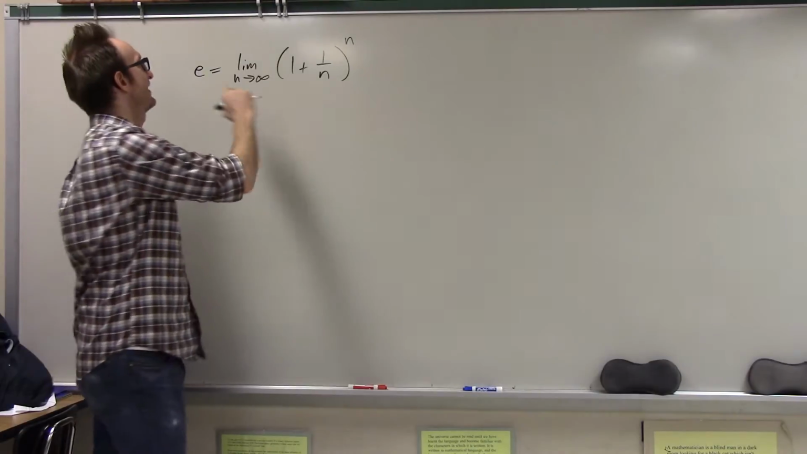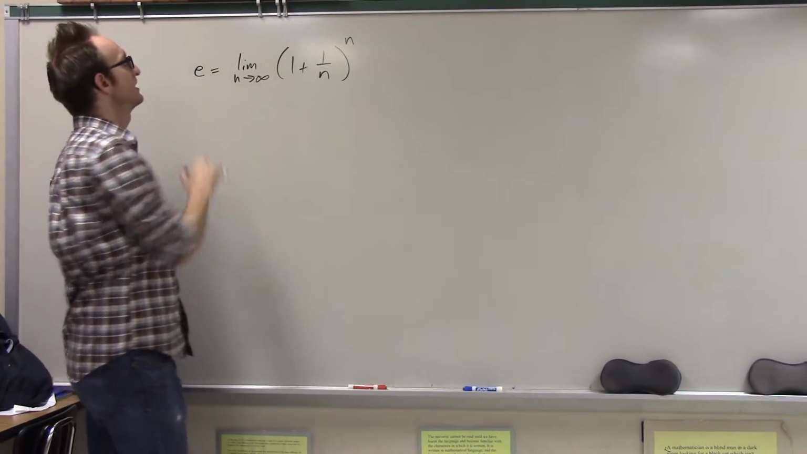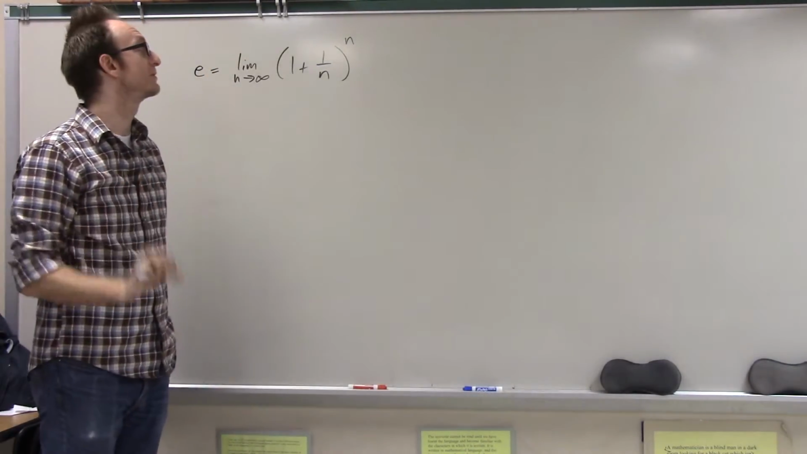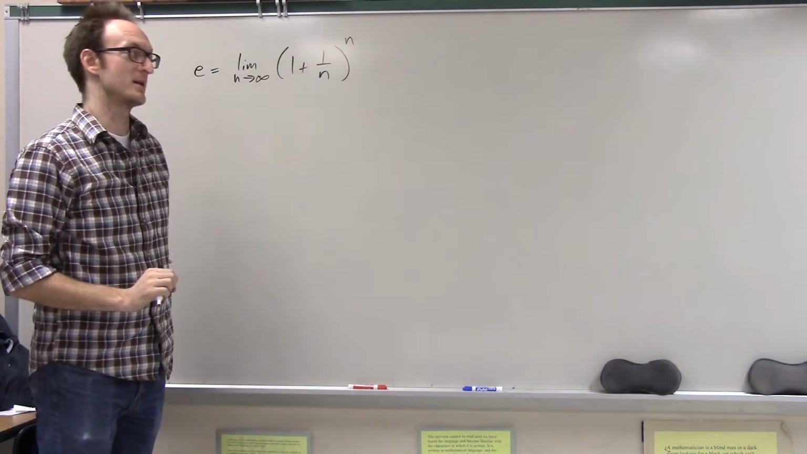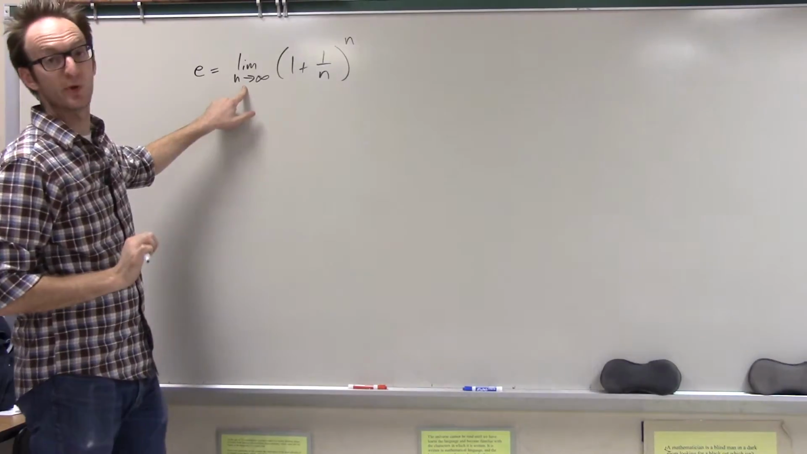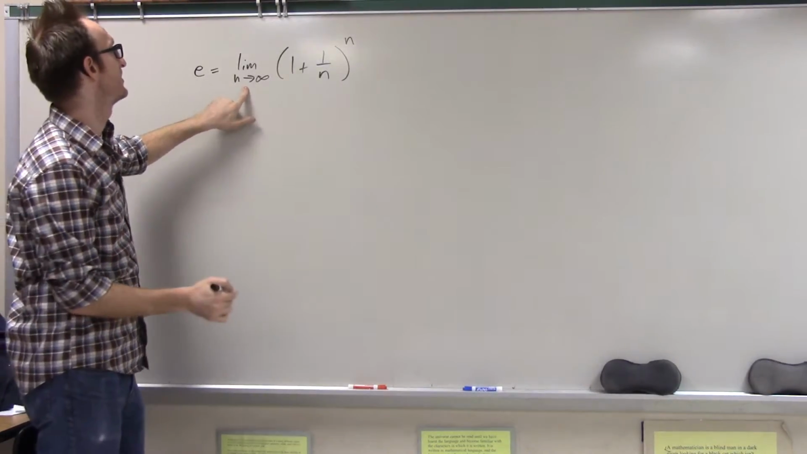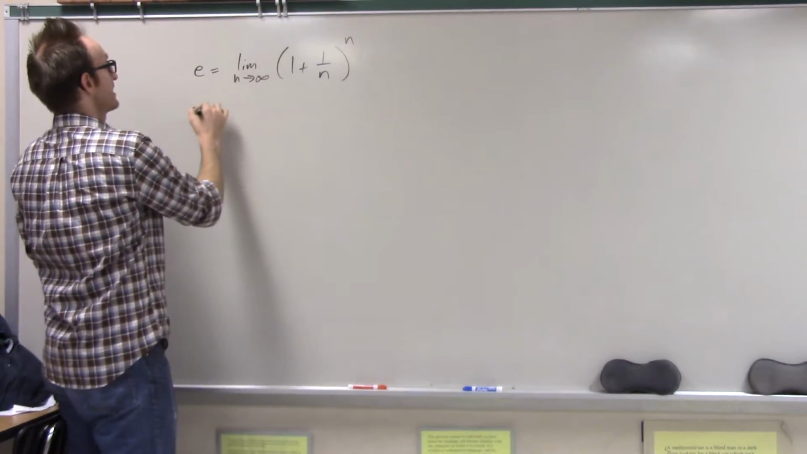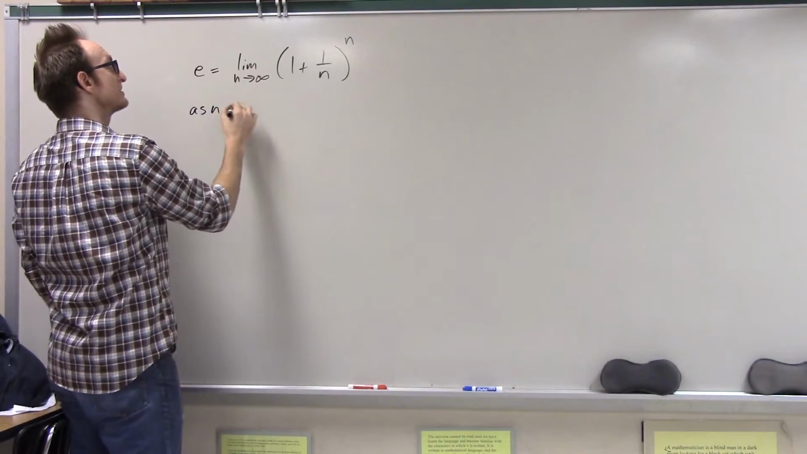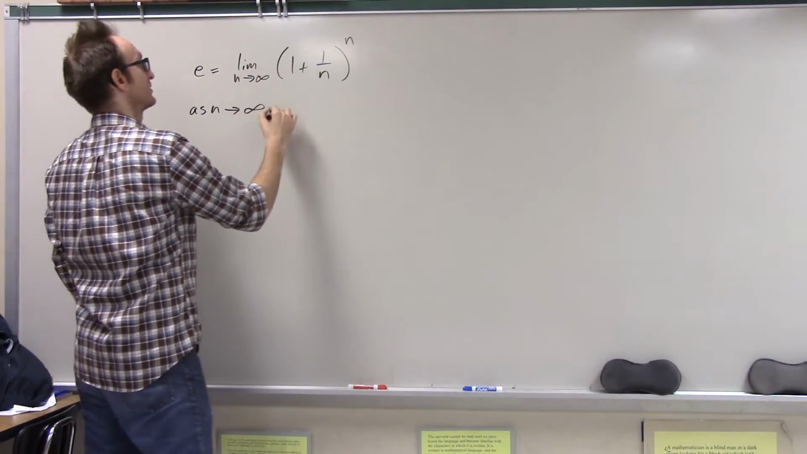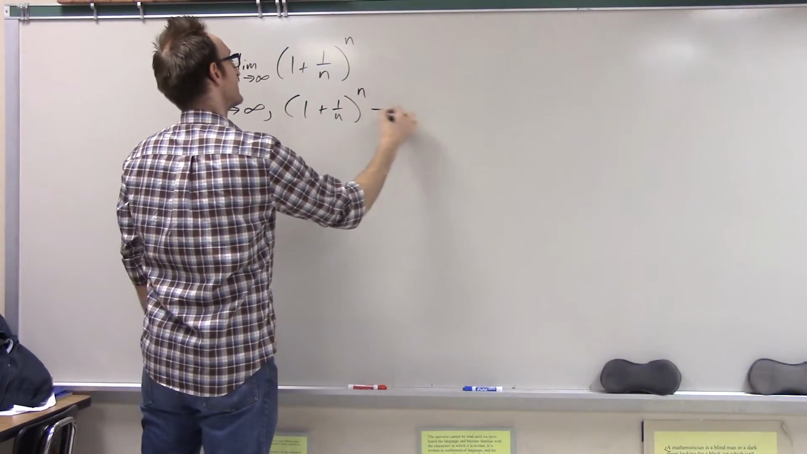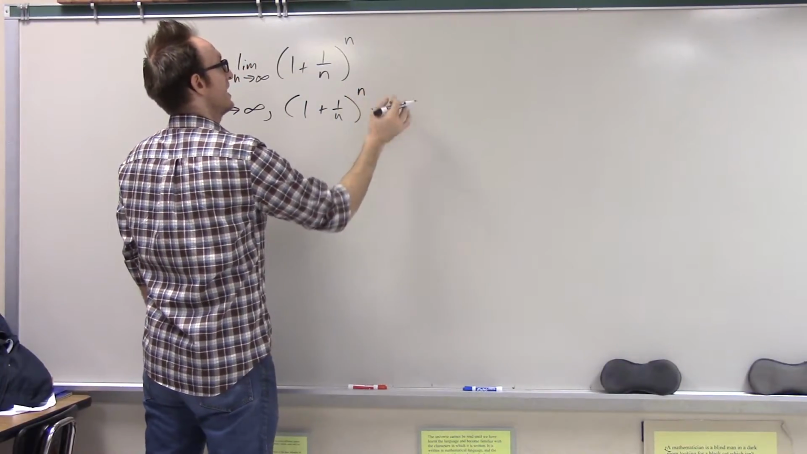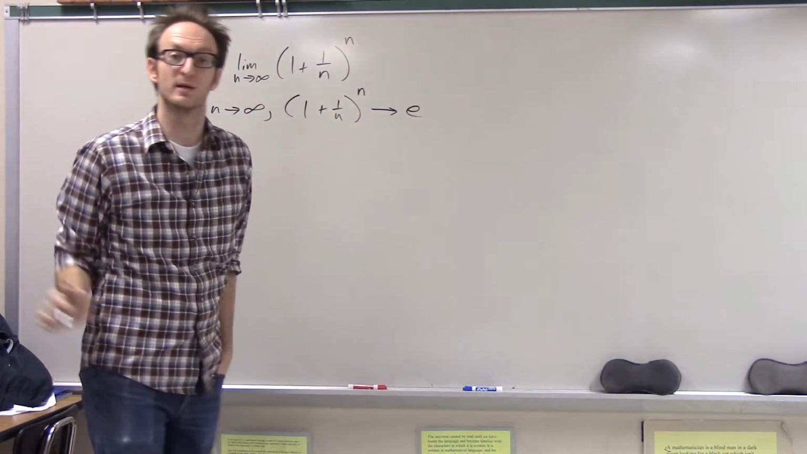Okay, finishing up where we left off, I've defined E to be the limit as n goes to infinity of (1 plus 1 over n) to the n. This is some notation which we're going to talk more about next week, but basically what I'm saying is that as n goes to infinity, the expression (1 plus 1 over n) to the n approaches some particular number, and we call that particular number E.